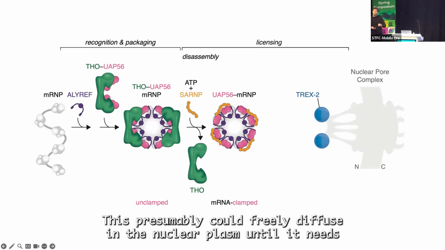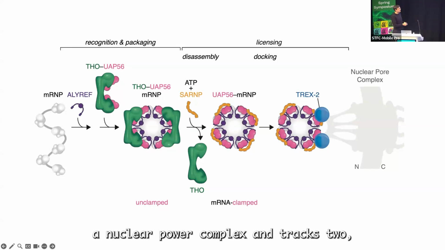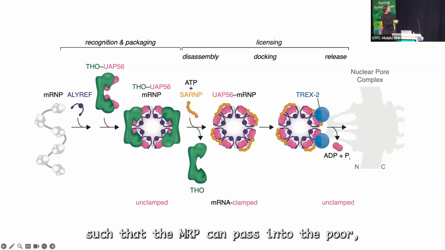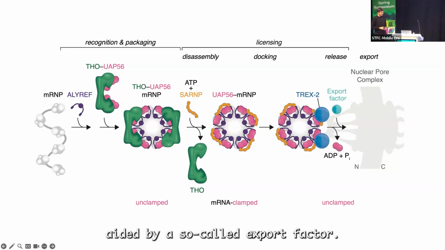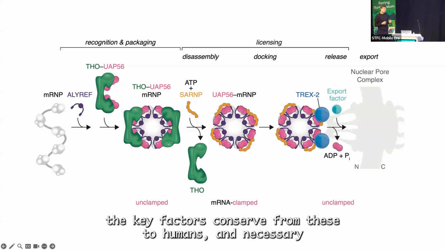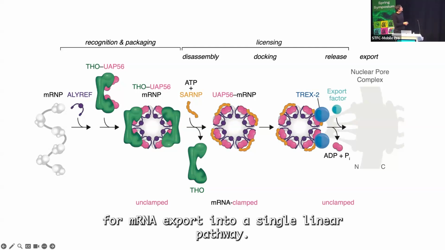This mRNP presumably could freely diffuse in the nucleoplasm until it meets a nuclear pore complex and TREX2, where then UAP56 is unloaded and released such that the mRNP can pass into the pore aided by a so-called export factor. What is exciting about this model is that it would place the key factors conserved from yeast to humans and necessary for mRNA export into a single linear pathway.